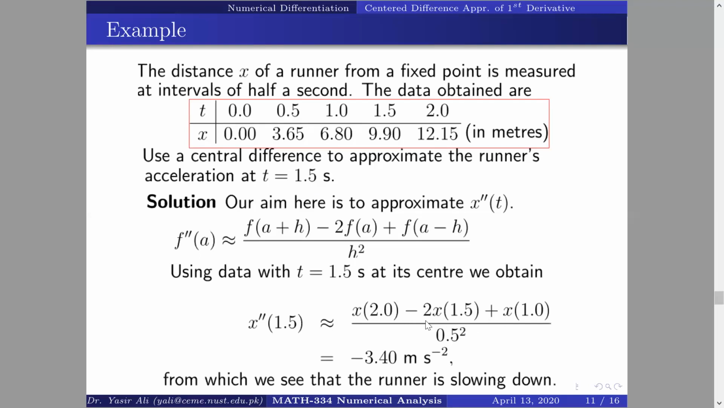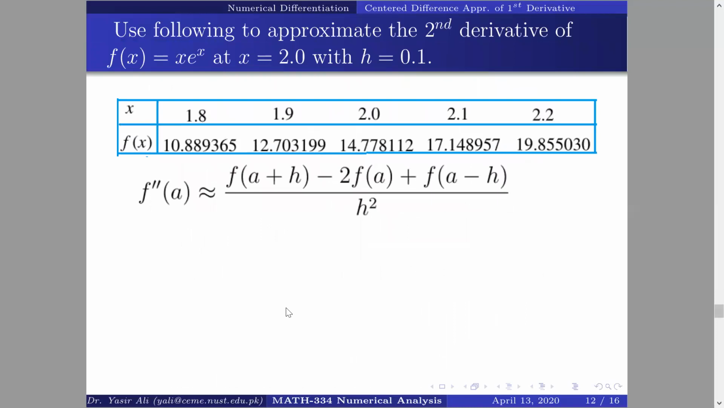And according to the formula, we have to multiply with minus 2. And then f of a minus h, which will be the past value. So I have to use the value 2 from the table, I have to use the value of 1.5 from the table, and I have to use the value of 1 from the table. And by inserting these values here, I'm going to get the answer. So it is just a simple thing to calculate, and we can do some more examples.